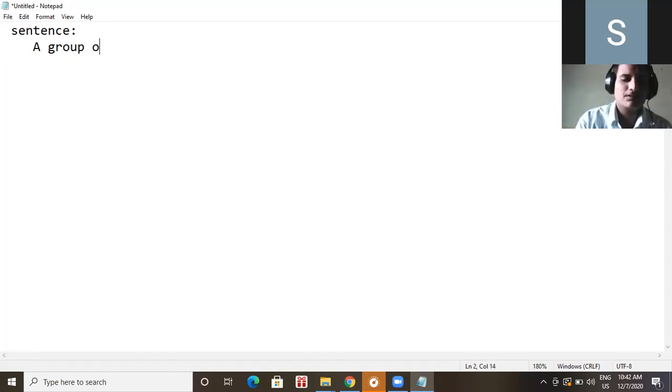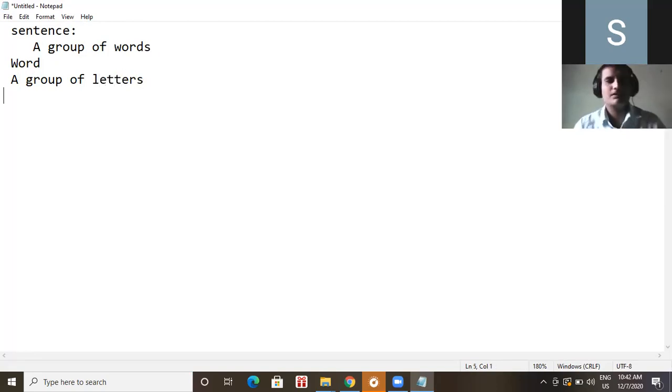It is a group of words. A group of words is called a sentence. First of all, you have to know what is a word. A word is a group of letters. Sentence is a group of words. What is a word? A group of letters.